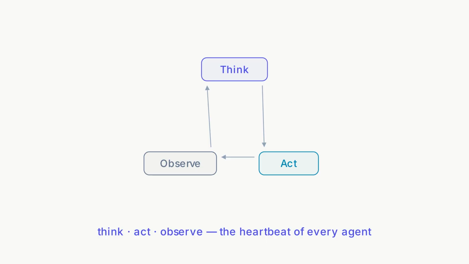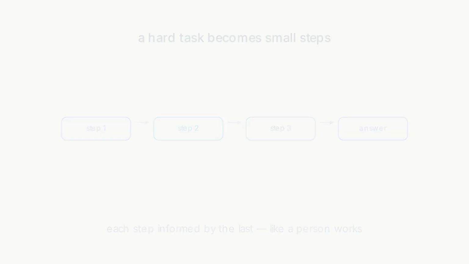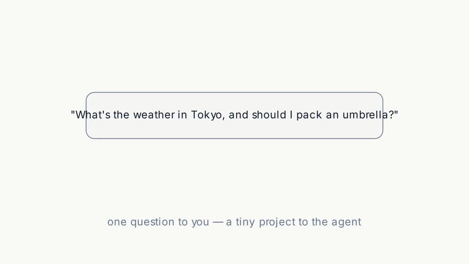Think, act, observe. That quiet little cycle, turning as many times as it takes, is the heartbeat of every single AI agent. And this is why an agent can tackle problems a one-shot answer never could. A hard task becomes a sequence of small steps, each one informed by the results of the last. It's not thinking harder. It's thinking, then checking, then thinking again, the same way a person works through something genuinely difficult. Let's make all of this concrete, because the loop really clicks when you watch it turn once.